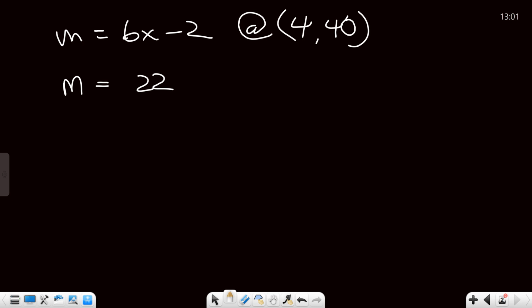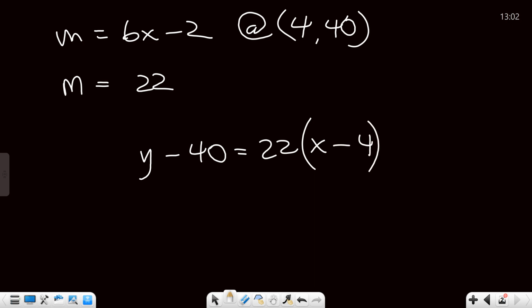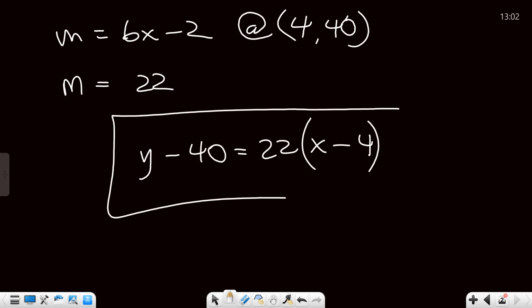Well, part B of that problem said, wait a second, I don't just want the slope, I want the equation of that red tangent line. What are the two things you need for an equation of a line? A point and a slope. Do I have a point? Yes, 4, 40. Do I have a slope? Yes. I'm assuming you can all put it together in the equation of a line. Yes: y minus 40 is equal to 22 times the quantity x minus 4. Woohoo!